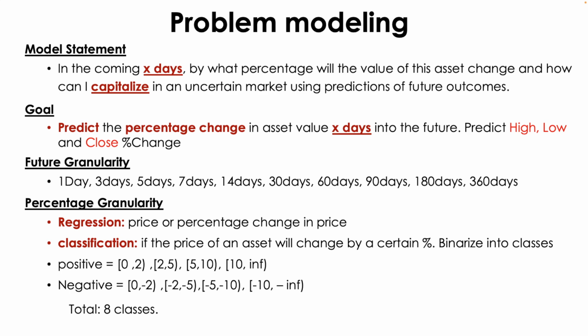Predicting up is a positive change. That's a class, and a negative change is another class. Those are two classes. But we can also put these percentage changes into bins. I can say, will the price of this asset change by 0 to 2%? I predict that as one class, 2 to 5% as another class. So you can have multiple classes. In this example, you can have 8 classes where you predict the price of an asset to fall within any of these ranges.